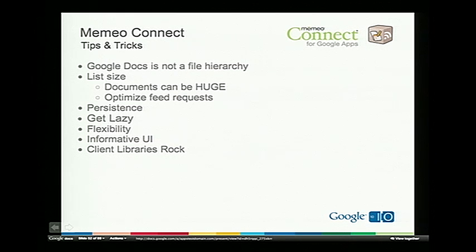Persistence was a big one for us as well. If you do have a large number of documents, you really want your client to launch quickly. So again, that comes down to optimizing your feed requests. But if you can persist all that information, persist it, so the next time you launch your application, it's going to launch quickly, because there is a bit of a delay as it's updating the documents list.